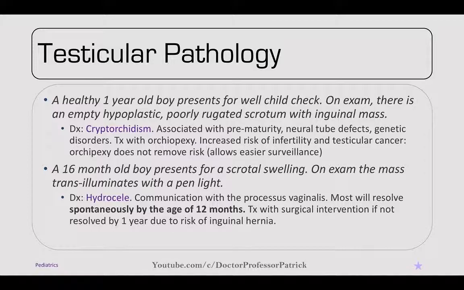Going into testicular pathology, there's a healthy 1-year-old boy who presents for well child check. On exam, there's an empty, hypoplastic, poorly rugated scrotum with inguinal mass. So this is cryptorchidism. It's associated with prematurity, neural tube defects, and genetic disorders. You want to treat this with orchiopexy.